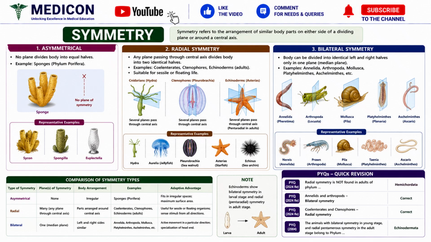We have to note one thing, that echinoderms show bilateral symmetry in the larval stage and radial symmetry, that is pentaradial symmetry, in the adult stage. So echinoderms show two symmetries, bilateral in the larval stage and radial in the adult stage. You can study the previous year questions given in the corner in this slide.